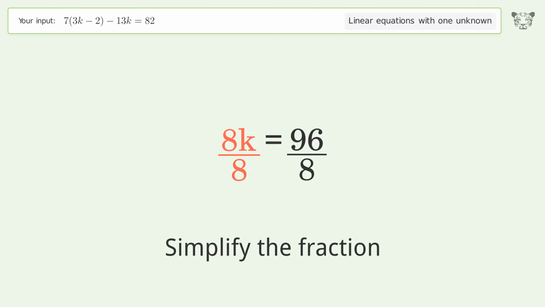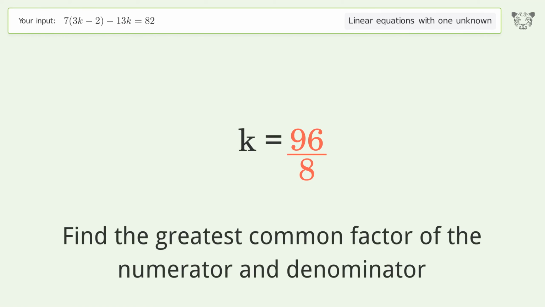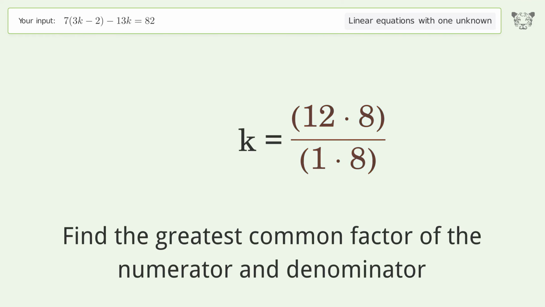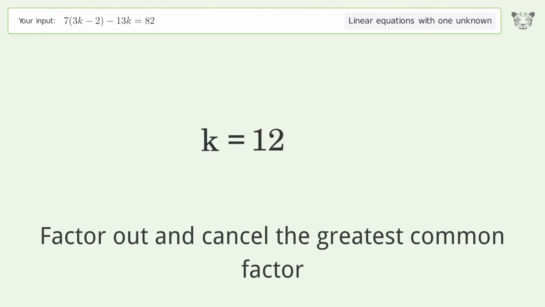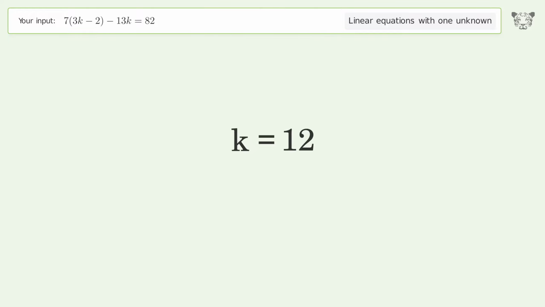Simplify the fraction. Find the greatest common factor of the numerator and denominator. Factor out and cancel the greatest common factor. And so the final result is k equals 12.